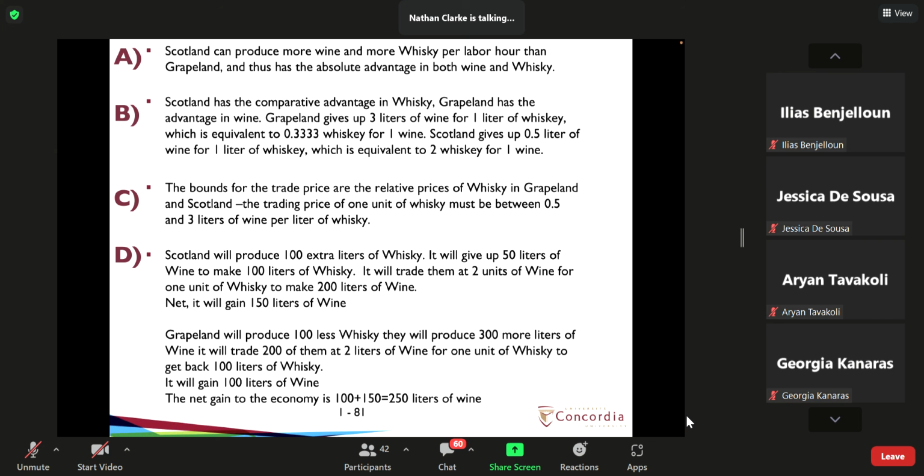Then they're going to take this 100 liters of whiskey and trade them for 2 bottles of wine each. Okay, so if they take 100 whiskey and sell it for 2, that means they end up with 200 liters of wine. The net gain is going to be the difference between what they actually received, which was 200, and what they had to give up from an opportunity cost basis, which was 50. So 200 minus 50 is 150. So they have a net 150 gain in wine.